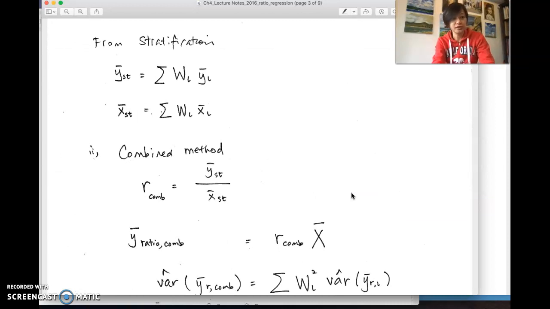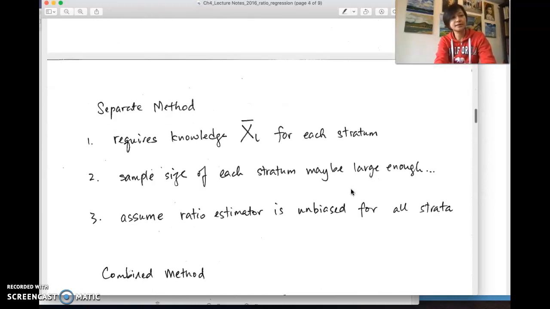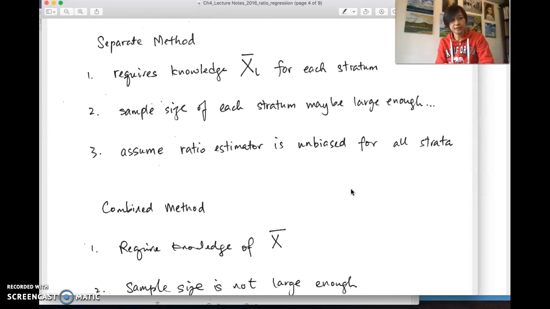So we can choose different methods for ratio estimation under stratification. Which one is better than the other? Let's compare them. Under the separate method, we need to estimate R for each stratum. So we require knowledge of the true X bar for each stratum, to use the little r multiplied by the true value of capital X bar to estimate the stratum Y bar value, right? If we have these, we can consider using the separate method. Secondly, if each stratum size is large enough, then we can use separate methods. If the sample size in each stratum is so small, it makes no sense to use the separate method.